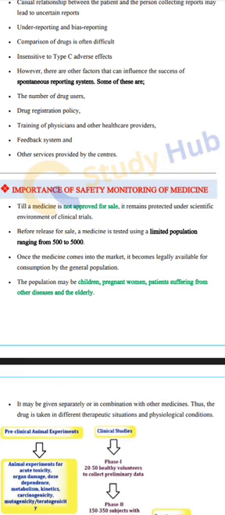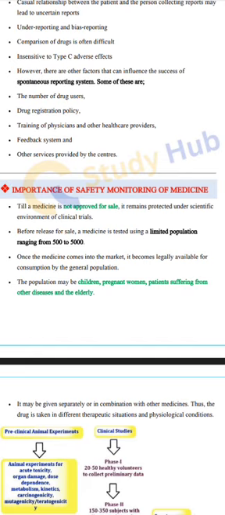Till a medicine is approved for sale, it remains protected under the scientific environment of clinical trials. Before release for sale, a medicine is tested using a limited population ranging from 500 to 5000. So before a drug reaches the market, it is tested in a limited range population, between 500 to 5000. Once the medicine comes into the market, it becomes legally available for consumption by the general population. That means there comes the role of post-marketing surveillance.